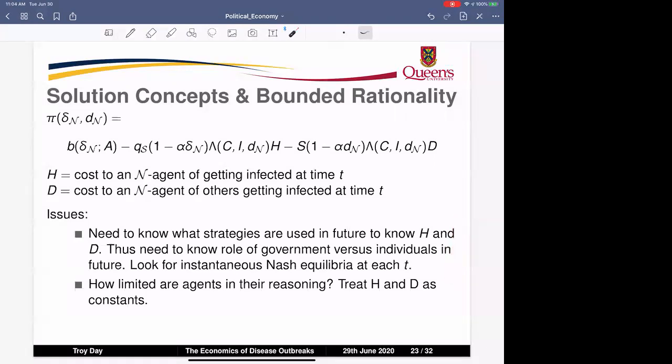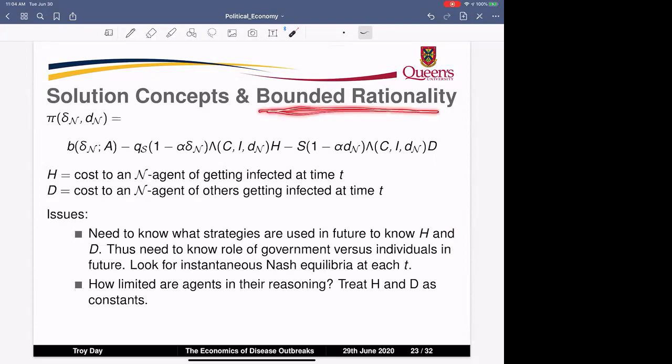And typically what's done, and what I'm going to do here, is look for what's called a subgame perfect Nash equilibrium, which just means that at every point in time during this outbreak, I'm going to make a decision, and I'm going to try and identify the decision that's a Nash equilibrium. I'll define Nash equilibrium more precisely in a minute, but it's basically a strategy that if everybody else is doing it, I can do no better than to do the same thing as them. So that's the first thing. That's what I mean by solution concept.